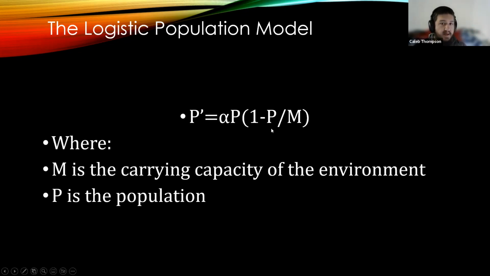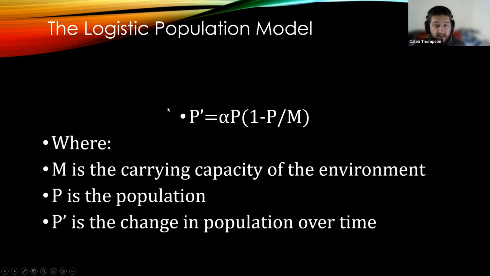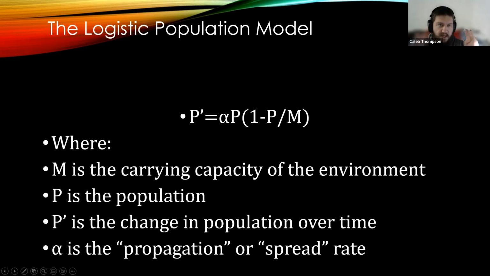You can see the second term: if your population approaches your capacity, say we have 300 fish, then 400, as P approaches M, this term approaches 0. Because of that, your growth slows down. You get fewer new members of your population. P prime is the change in population over time, so that's like dP/dt. So what this equation really says, if you squint your eyes, and we'll talk about alpha, alpha is like propagation or spread rate. So higher for fish that have a lot of baby fish, lower for fish that don't.